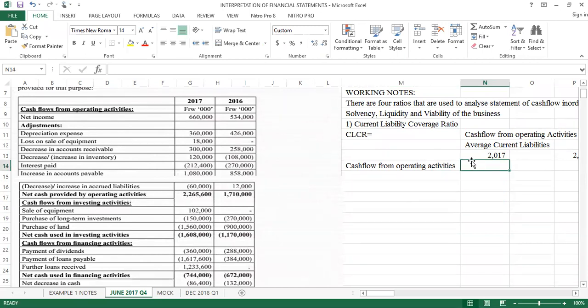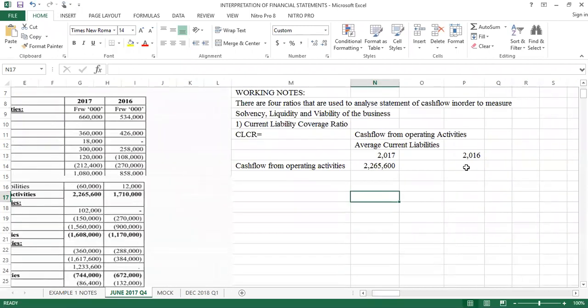We have 2,265,600. Remember, we are working in thousands. And this other side is 1,710,000. I hope everyone sees that. If you have a question, you can see.